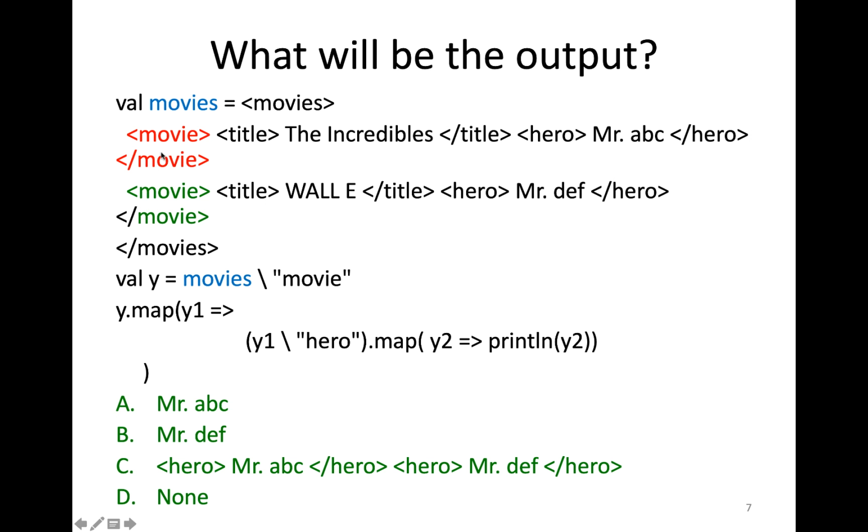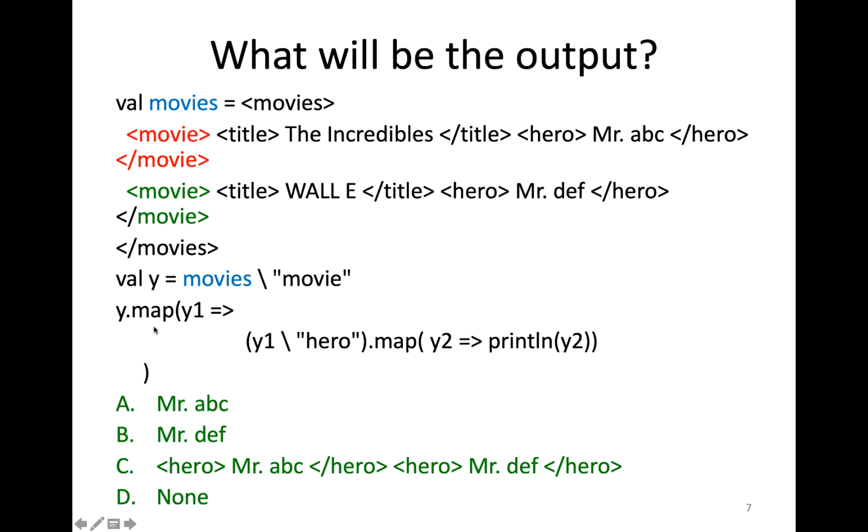Movies have one movie, and this, which is the red one, and the green movie, right? So we have two movies, and not only do we have a title in the movie, here we also have some other information, which is hero, which maybe represents the hero of that movie, right? Okay. Now if we want to process this XML document, as an example, you can say movies backslash movie. That means we are trying to get all these items which start with movie, right? And that gives us y. So y basically means these two movies now, right?